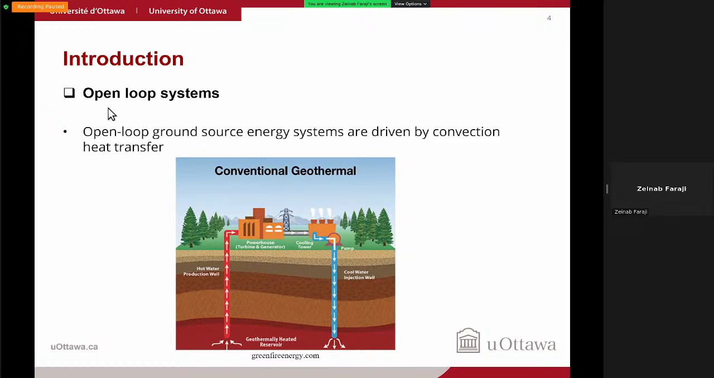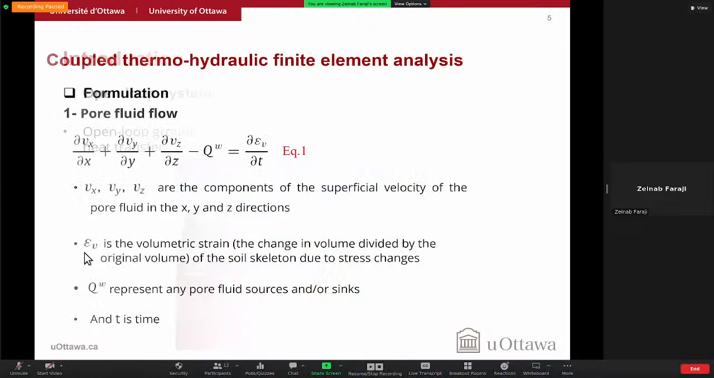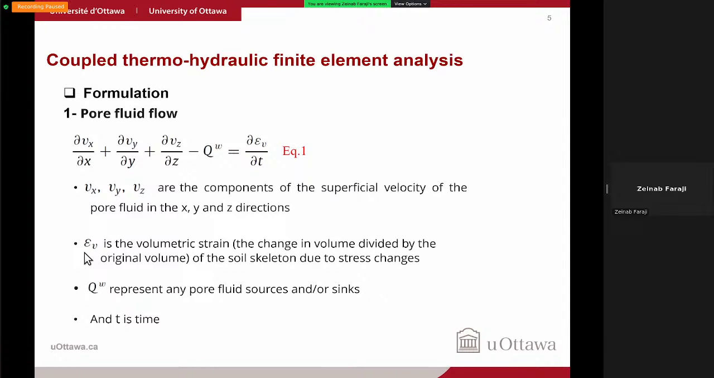There are different systems, but the open loop system, in comparison to other systems like the closed system, is more efficient. That's why I'm talking about this particular case. In order to simplify the problem, we're assuming that the fluid is non-condensable. So the continuity equation defined by equation number 1 must be met by non-condensable pore fluid flow and the soil as a fully saturated porous medium.